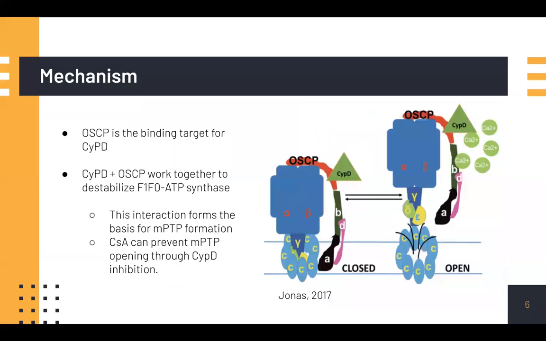As discovered in the article we previously covered, OSCP acts as the binding target for cyclophilin D, also known as CypD, and is instrumental in the F1F0 ATP synthase disconnecting from the C ring and the formation of the mitochondrial permeability transition pore. The release of the F1F0 complex can be prevented through the inhibition of CypD by introducing CsA as a CypD specific inhibitor.